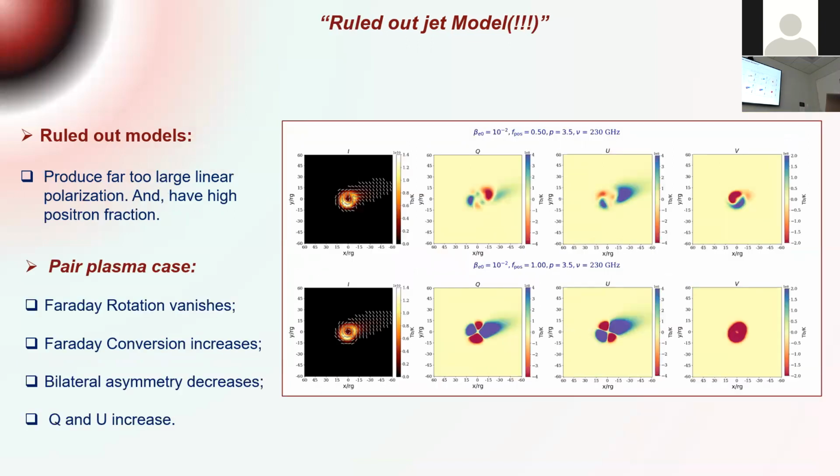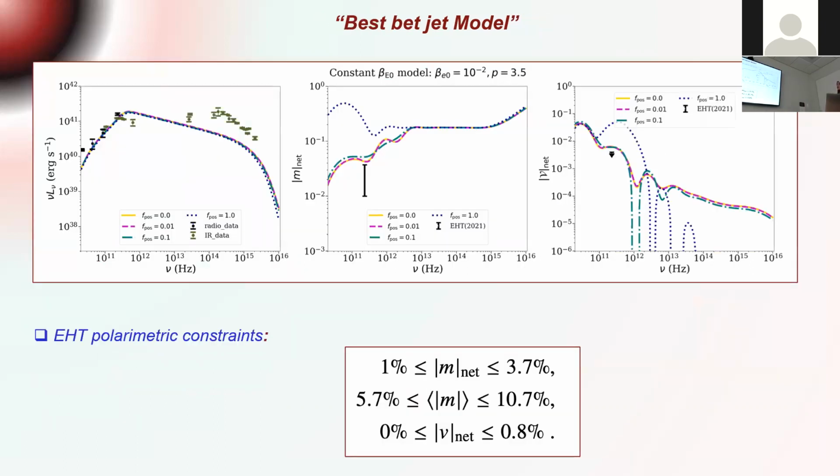Let me now also mention some of those that are completely disfavored, or if you want, ruled out. You see how strange this is. For the full positron fraction, since there is not any Faraday rotation, you get too much Q, U, and V, which are completely ruled out by the EHT observation. So the conclusion is that, in order to be consistent with the fascinating EHT observational constraints, we have to be very low in the positron fraction, but it's still not that low. Even 10% of positron fraction could be sufficient, but not really more than that.